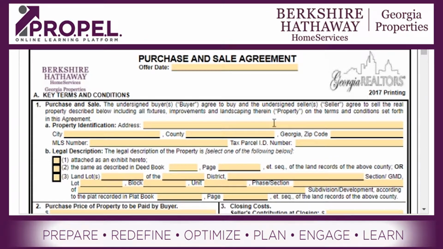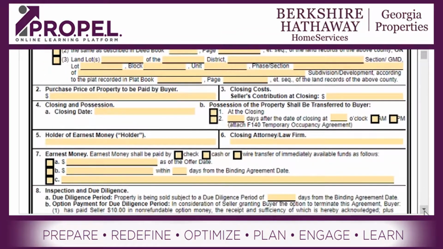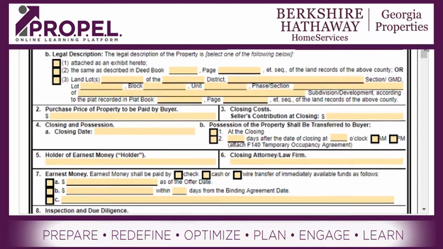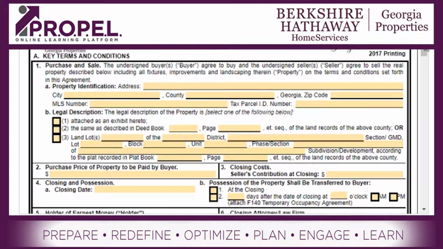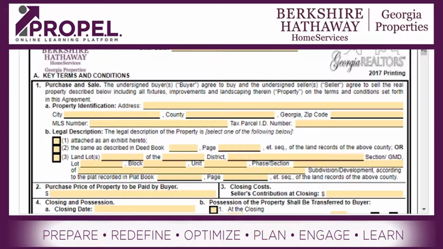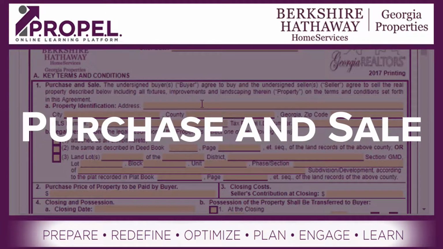Just keep in mind that your purchase and sale agreement is divided into three parts, A, B, and C. B is going to relate back to the items from your first part, A, and C is basically the legalese for the contract. So we're going to start with A1, the purchase and sale.